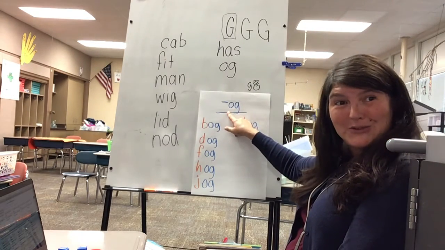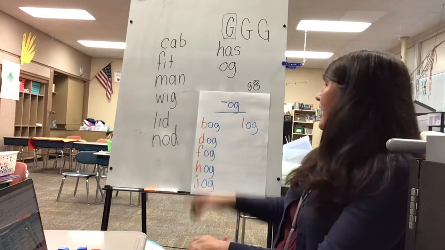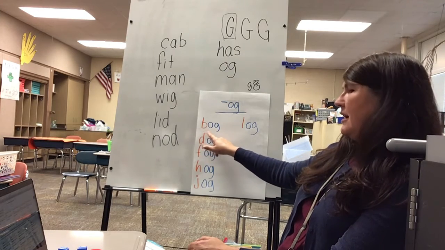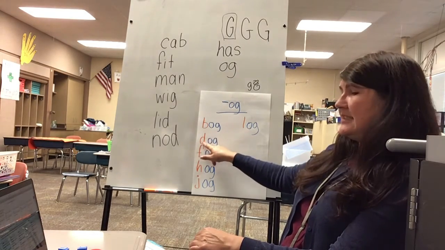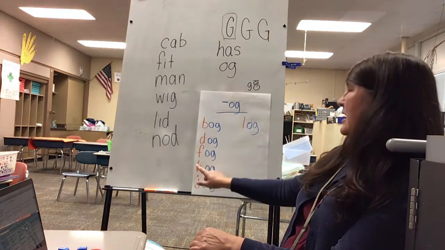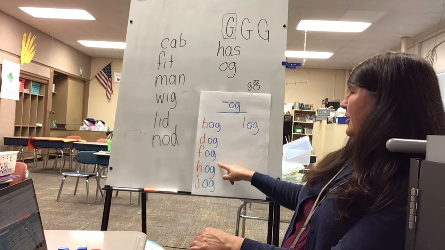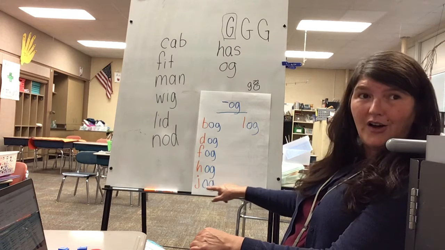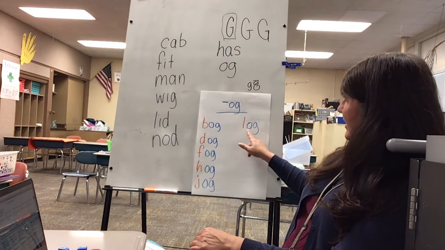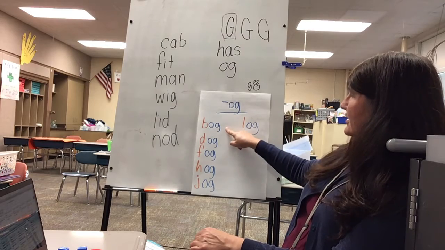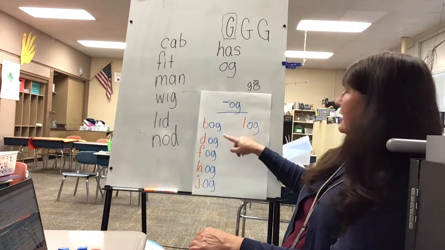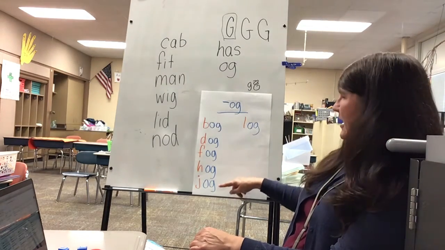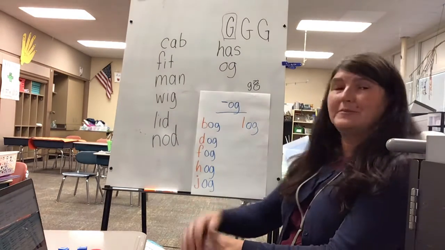Our word family for today is OG. Ha! Sounds like OG, Orton Gillingham, which is what we're learning. Og, let's say the first sound, the rhyme, and put it together. B, og, bog. D, og, dog. F, og, fog. H, og, hog. J, og, jog. L, og, log. Let's read those again. Bog, dog, fog, hog, jog, log.